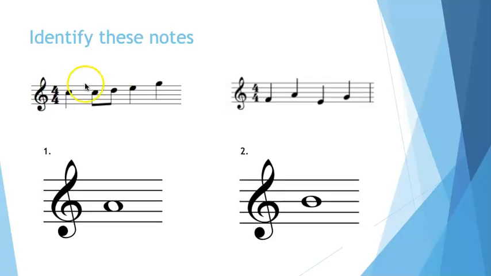Then we're seeing I have another C, and then I have a line note. So again, for the line, I'm thinking every good bird does fly. So I'm going to count up that sentence on the lines. Every good bird does. So this would be a D pitch.